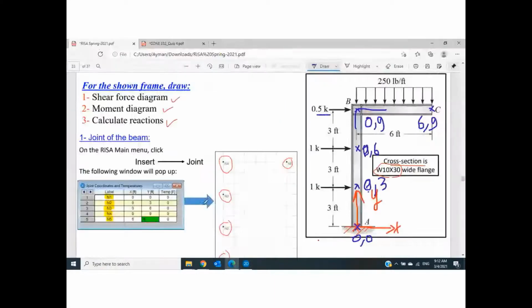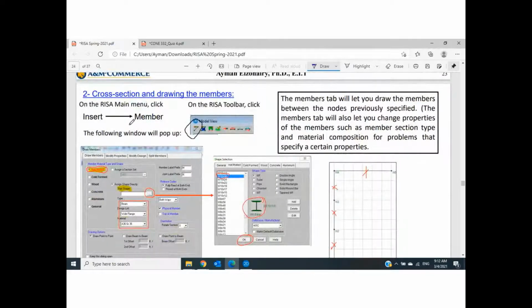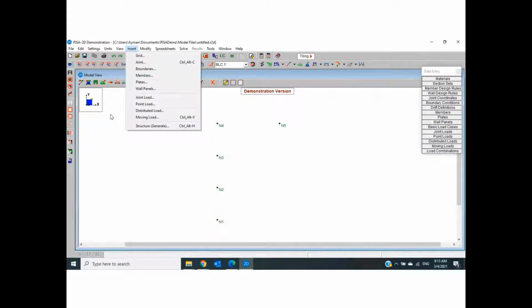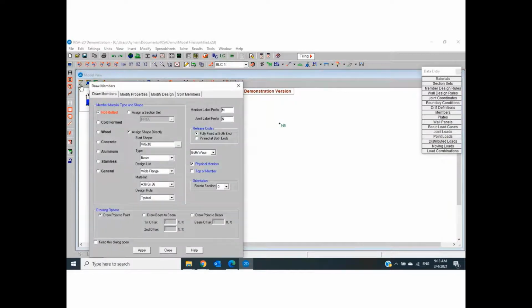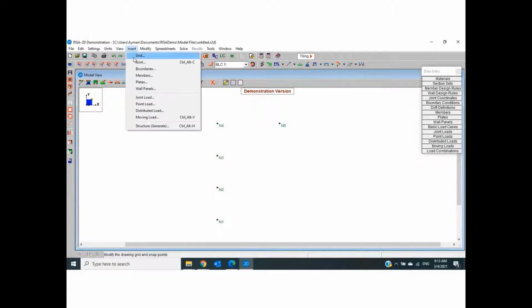Next step. So if you remember, first step, we need to define the joint coordinate. From insert joint, you need to define your joint coordinates, and you will find these nodes. The next step, we need to define what is the cross section and draw members. Insert member. Guys, everything you can get it from insert member, or we have another option. You can use this little icon. If you push it, you can get the same window. So we have two options right now. Push this little icon or insert members.